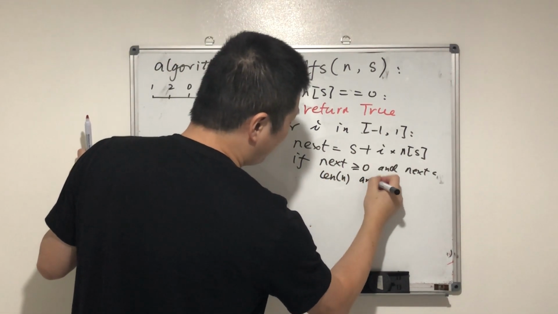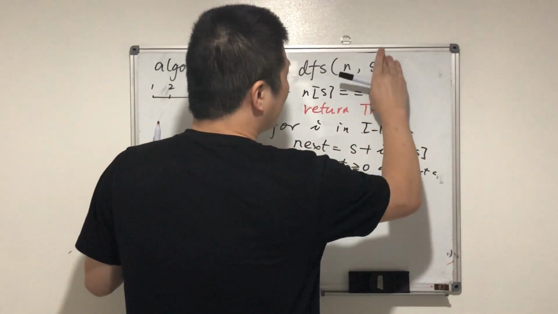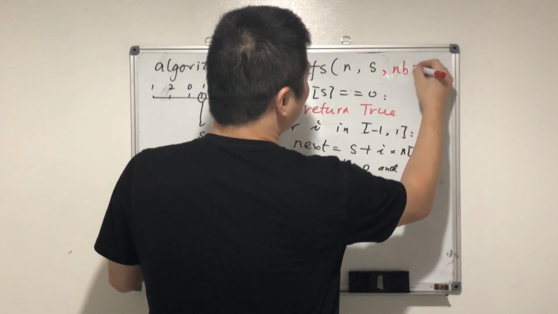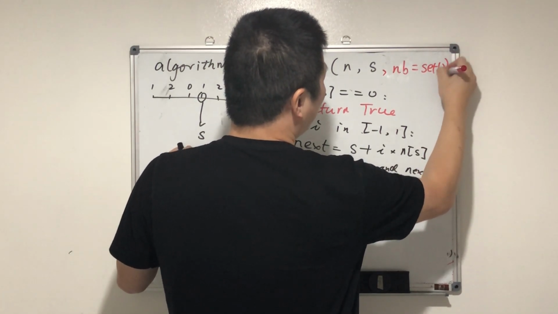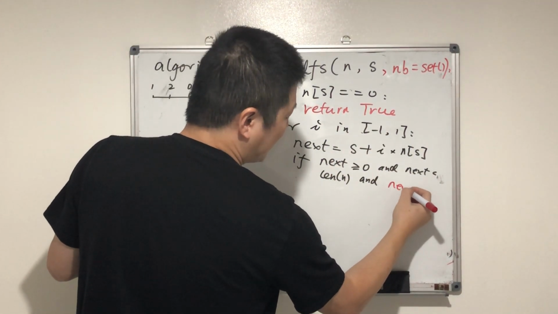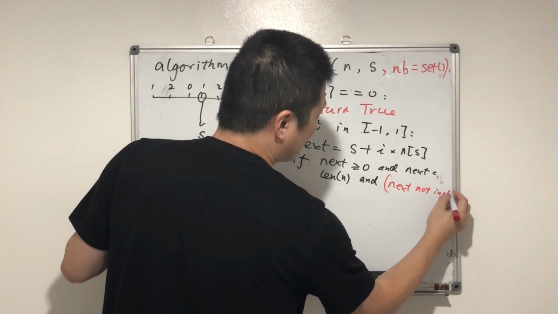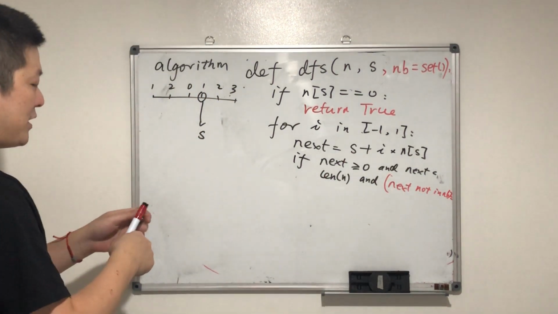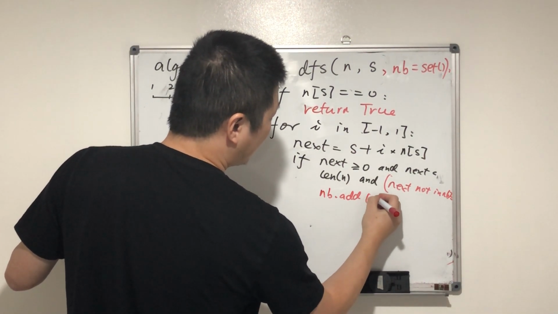Also, we need to make sure the position has not been visited before, right? So we can do this by passing a notebook dictionary, let's call it notebook, and that's using a set, right? And then the column here. So now, if this next position is not in notebook, it means we haven't visited the position before, then what do we do? First of all, we add a position into the notebook, right? So notebook dot add next.